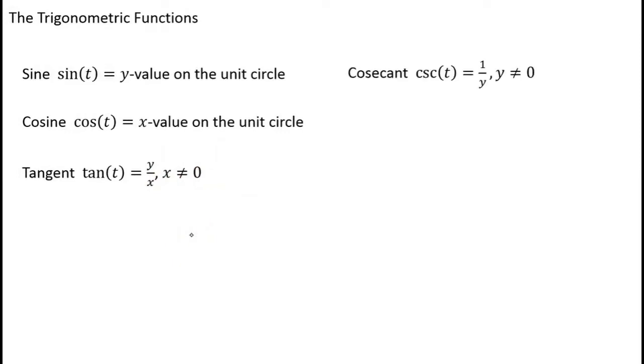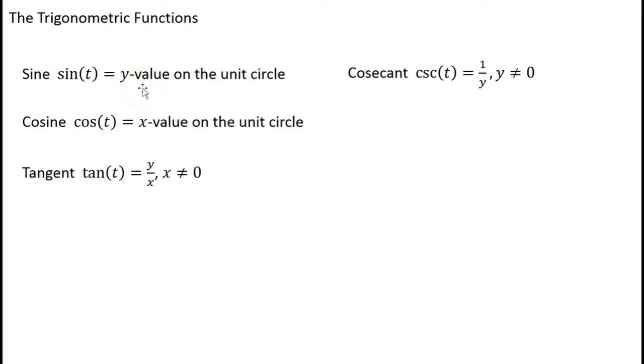All right, and then cosecant of t. So cosecant, we abbreviate that in function notation as csc of t, and that's 1 over the y value on your unit circle. So remember, sine was the y value. Cosecant over here to the right is 1 over the y value as long as y is not equal to 0. So we call sine of t and cosecant of t reciprocals of each other because sine is y and cosecant is 1 over y.